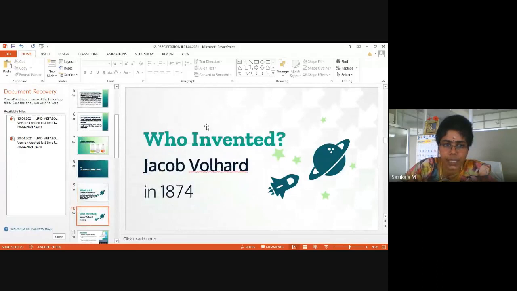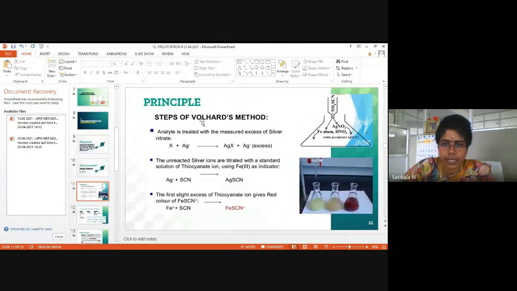And who invented Volhard's method? Jacob Volhard, in 1874. Let's see the principle. What are the steps involved in Volhard's method? In the beginning, you can observe the color change here and the scheme representing the titration process of Volhard's method. Here X represents the chloride ion, the halide ion with a negative symbol, and silver ion of known concentration is added. So in the conical flask itself, silver nitrate is added to the solution containing chloride.